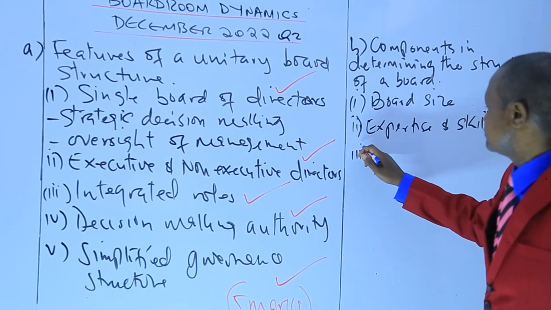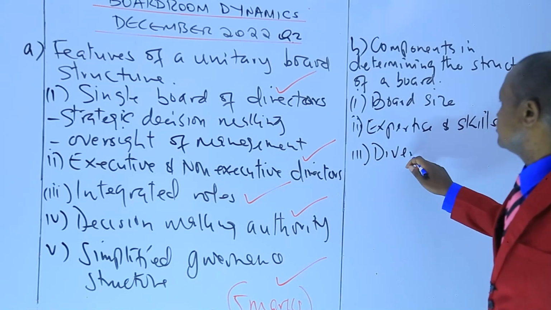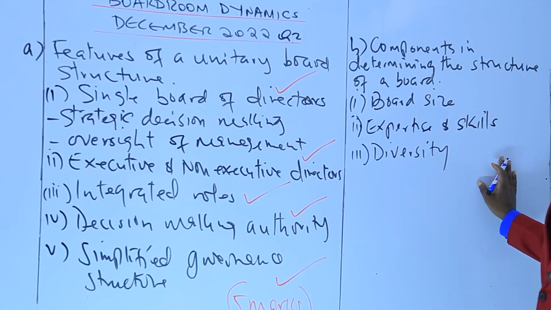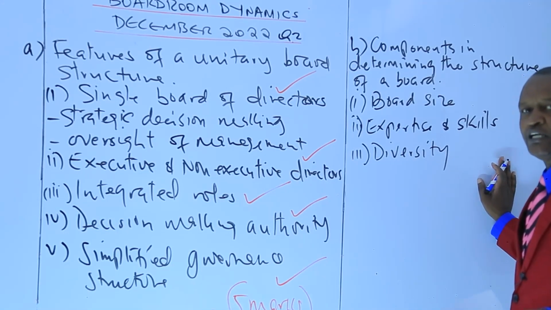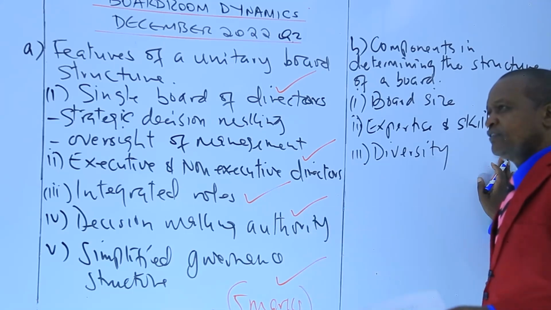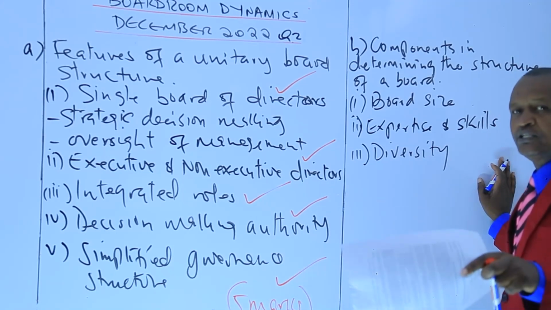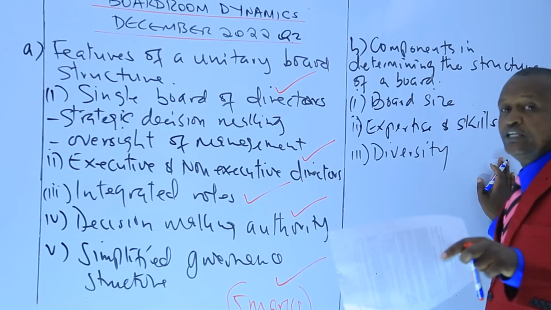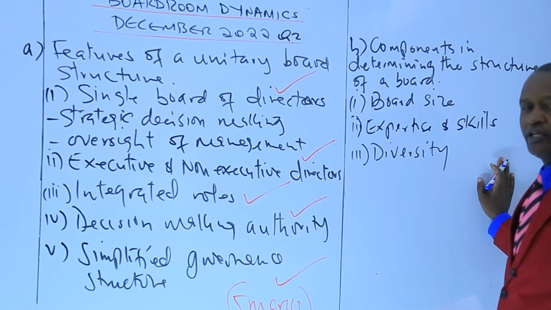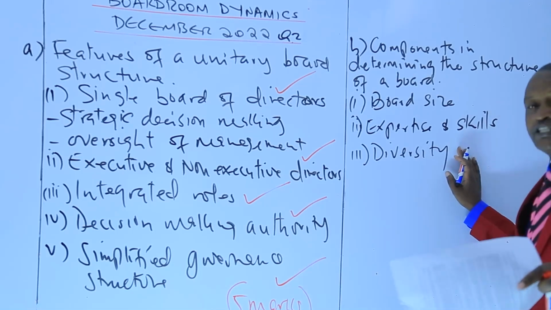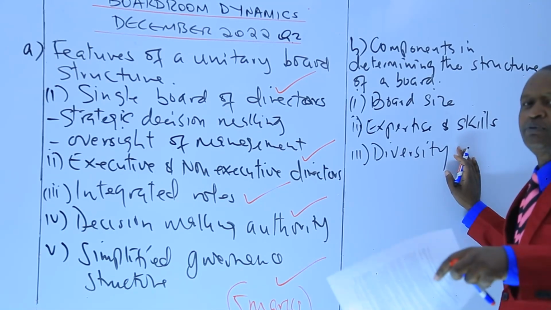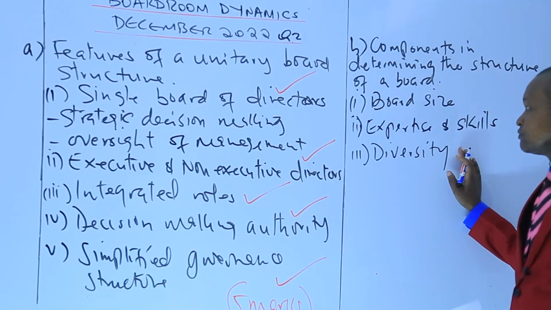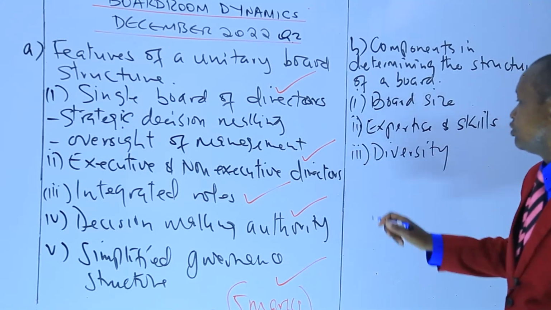Number 3, diversity. Consider diversity in terms of background, consider diversity in terms of experience, gender diversity, ethnic diversity, age diversity, and so on. Why? Because a diverse board can bring different perspectives and enhance decision making. That is the 3rd component.